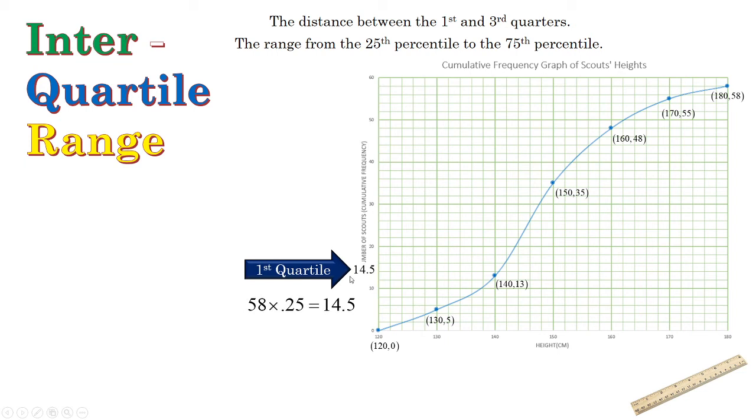The first quartile is going to be 14.5 because a quarter of 58 is 14.5. The third quartile is going to be 43.5. I almost got my numbers mixed up right there. I said 34, then 43. So, anyway, the third quartile is 75% of the total frequency. The first quartile is 25% of the total frequency.